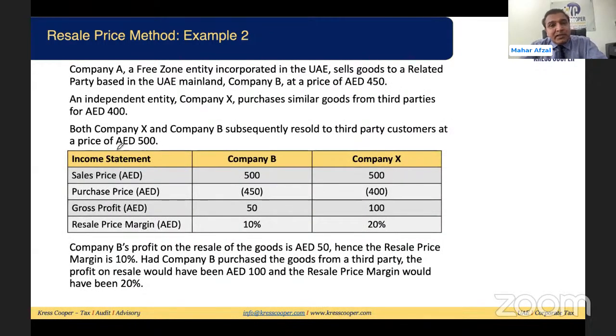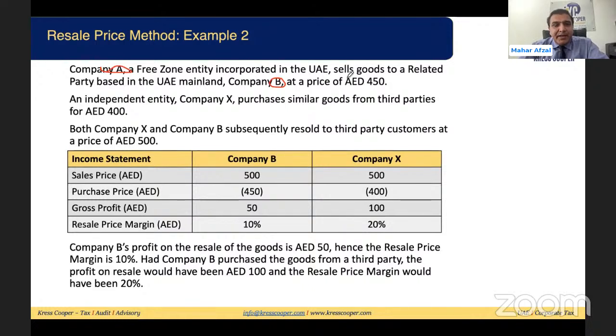Look into another example. This example I have taken from the guide issued by the FTA. In this example, Company A, a free zone entity incorporated in the UAE, sells goods to a related party based in the UAE mainland. A is a free zone entity, B is a mainland entity, and A is selling goods to B at 450.